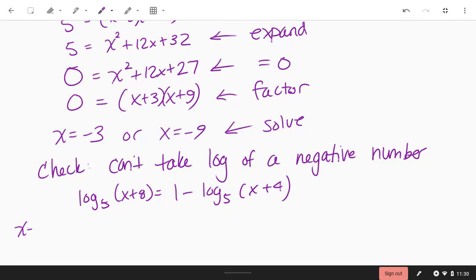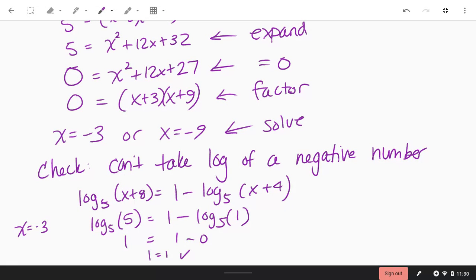So if x is negative 3, we'll have log base 5 of negative 3 plus 8, which is 5, equals 1 minus log base 5 of negative 3 plus 4, which is 1. Okay, log base 5 of 5 is 1. Log base anything of 1 is 0. So that works. We're good.